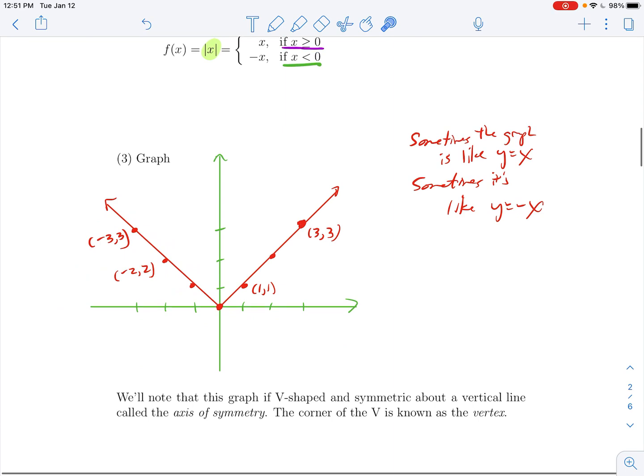And this graph you should just know. You should know right away, oh, when I graph the absolute value function, I get this V-shaped graph. So the graph is V-shaped. It's symmetric about a vertical line called the axis of symmetry. So here it's the y-axis, but just generally speaking, the vertical line that runs through the middle of the V is called an axis of symmetry, and the corner point is called a vertex.